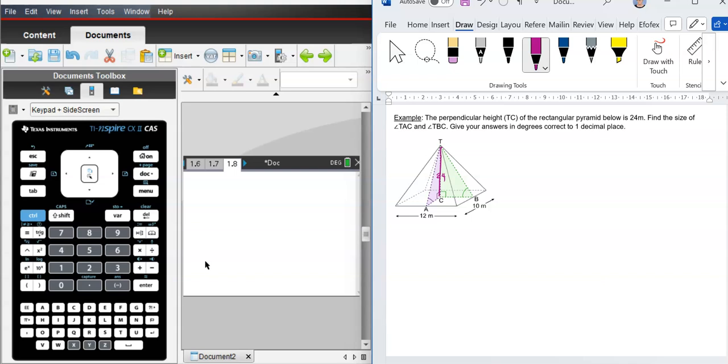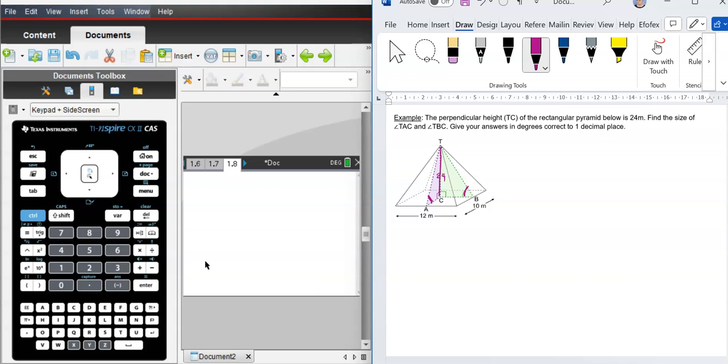So I'll just quickly sketch that in there. And what it's asking us to find is the size of angle TAC, given in the little purple triangle, and angle TBC, which is the angle given in the green triangle there. So basically you're going to have to do two calculations. And the idea is that if the T to C drops from the point of the pyramid down to the base of the pyramid, it sort of falls right in the middle of that rectangle.